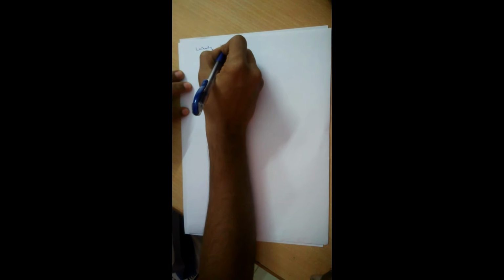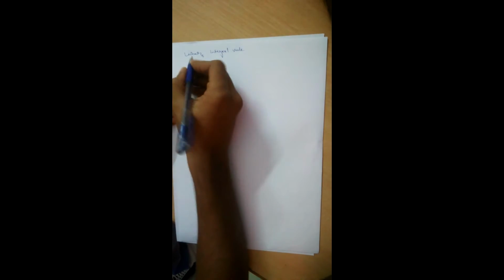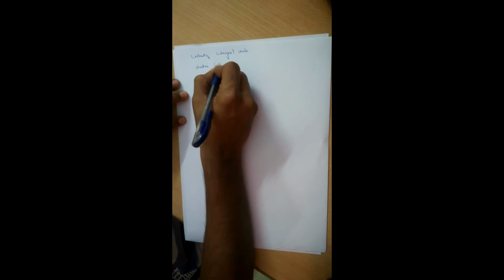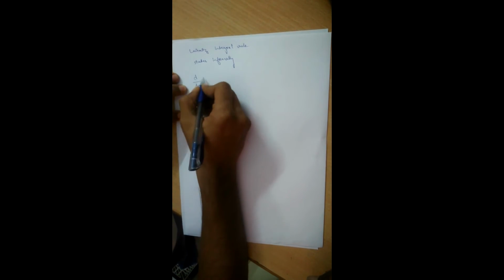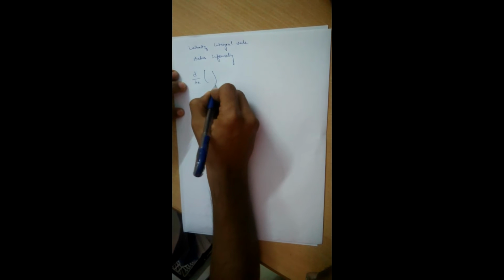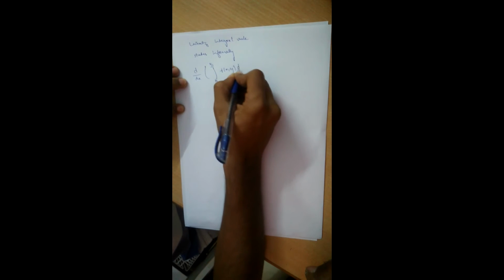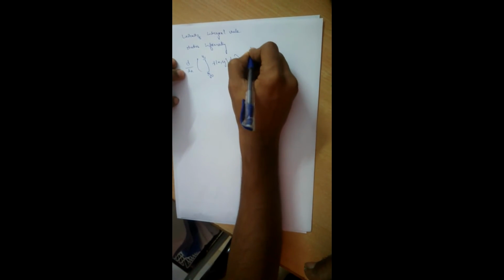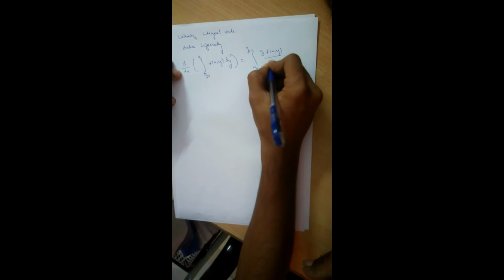Leibniz integration rule states informally that d/dx of the integral from y0 to y1 of f(x, y) dy is equal to the integral from y0 to y1 of the partial derivative of f(x, y) with respect to x.